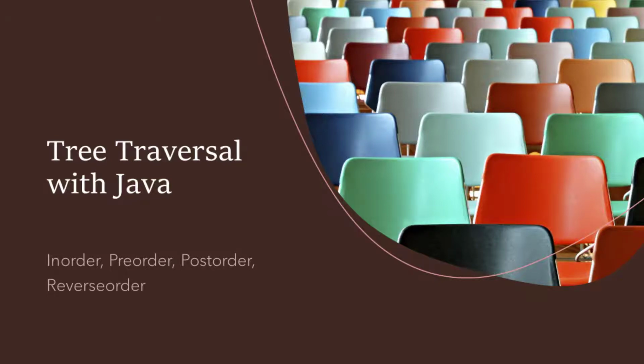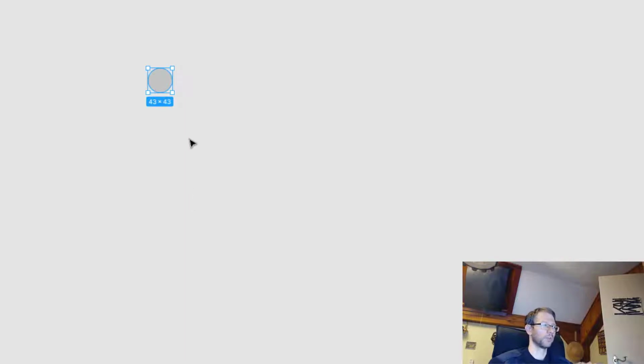So before we start with coding, let's quickly talk about what a tree is and what we are talking about. We're talking about binary trees, which means we have a root node, and from that node we have other nodes, but only two.